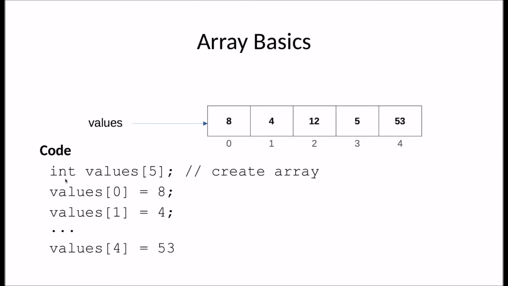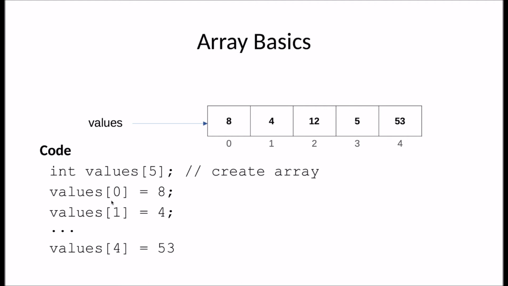Here you can see what the code looks like for creating this array. First, I specify the element type, which is an int, followed by an identifier, and then in square brackets, I specify the size. Then I use assignment statements to assign values to each of these elements.